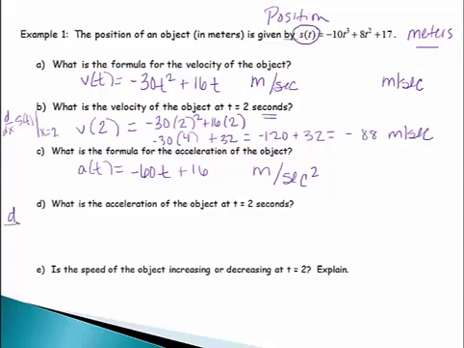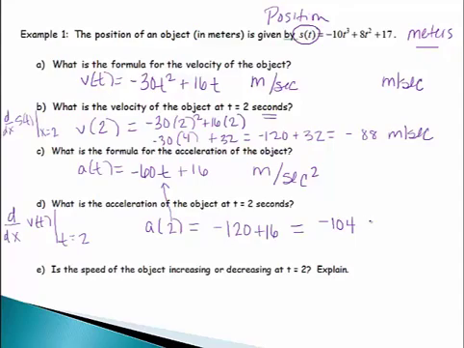Again, if this was a calculator problem, then I would take the derivative of my velocity at t equals 2. But I want to actually do this myself without a calculator because you need to get used to that. So I'm going to plug a 2 in right there, which then will give me negative 104, and then this is meters per second squared.